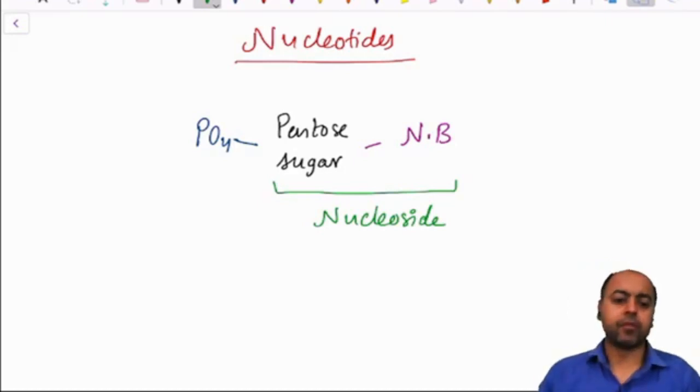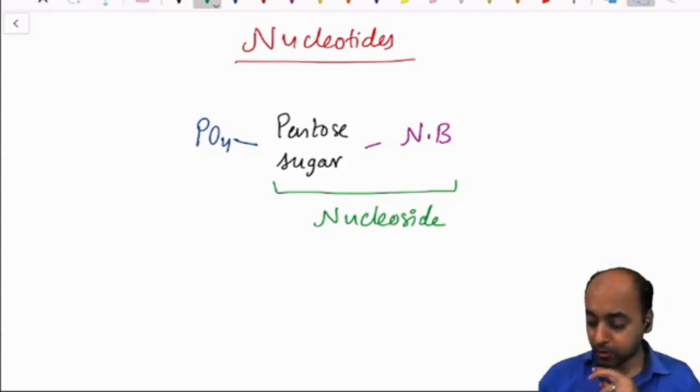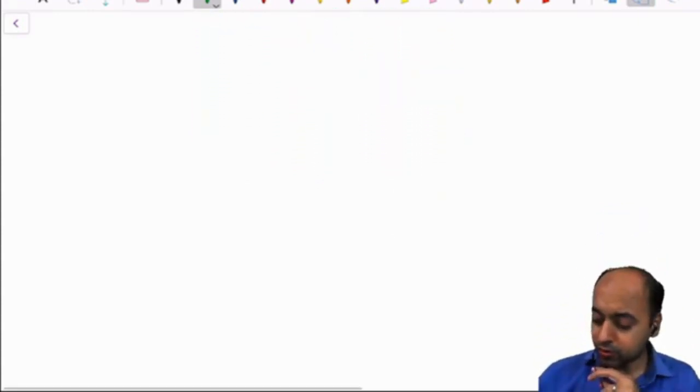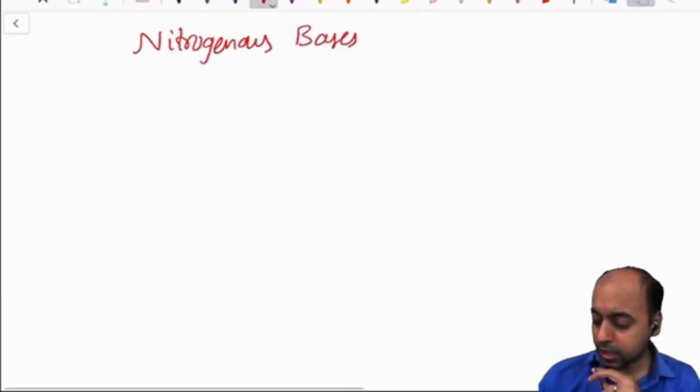Okay, so what we'll do, we'll look at the subunits, the nitrogenous base and the pentose sugar, separately. Once we have done that, then we come back to the combined properties of the nucleotides. Okay, so starting off with the nitrogenous bases. Now we are going to be talking about the nitrogenous bases.